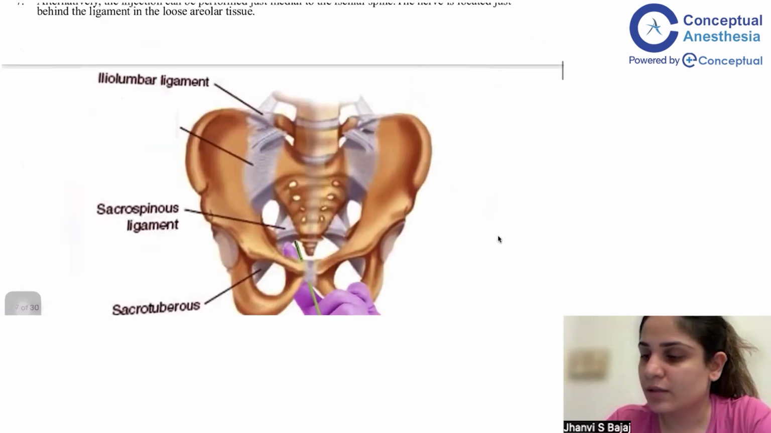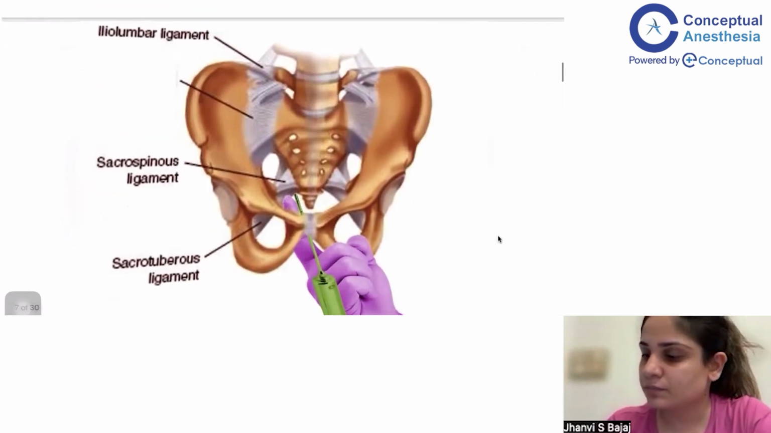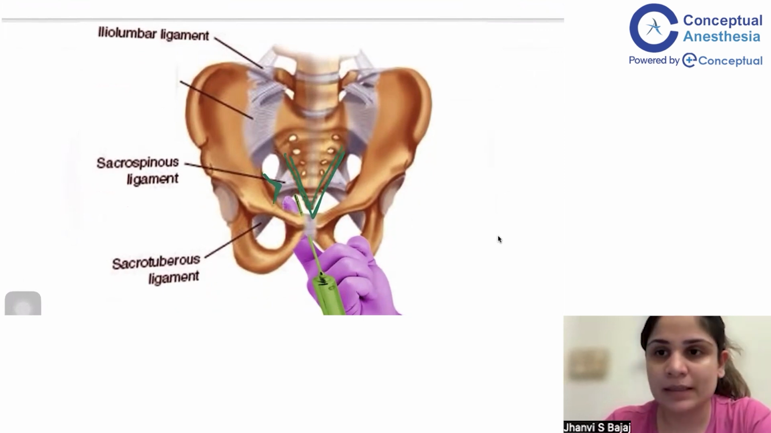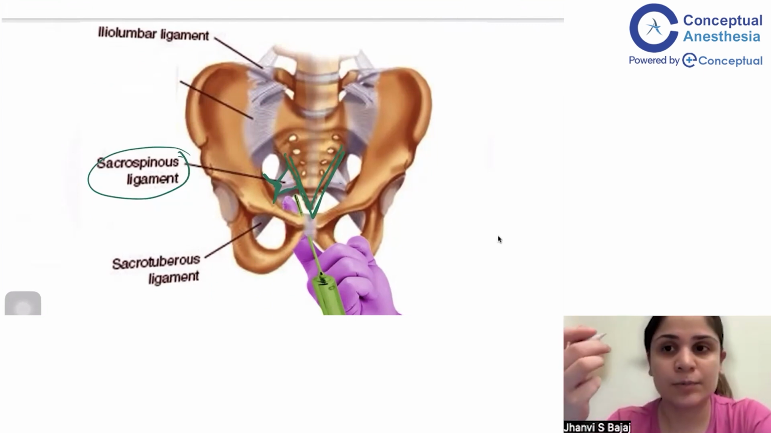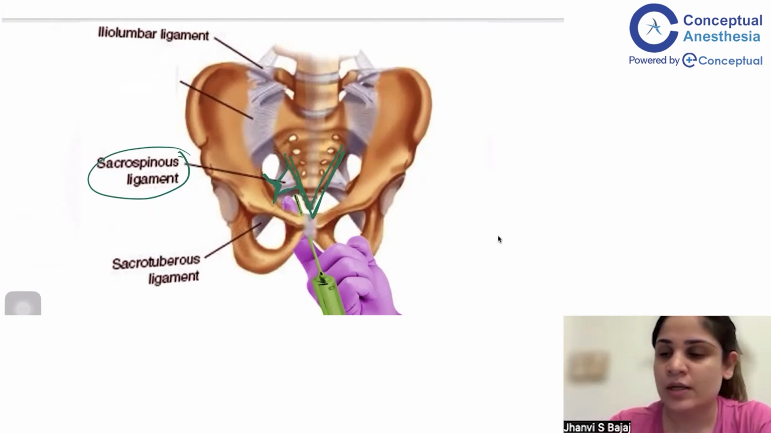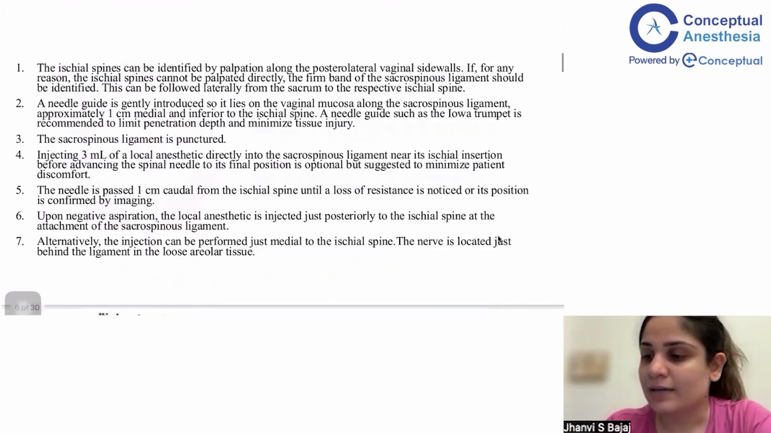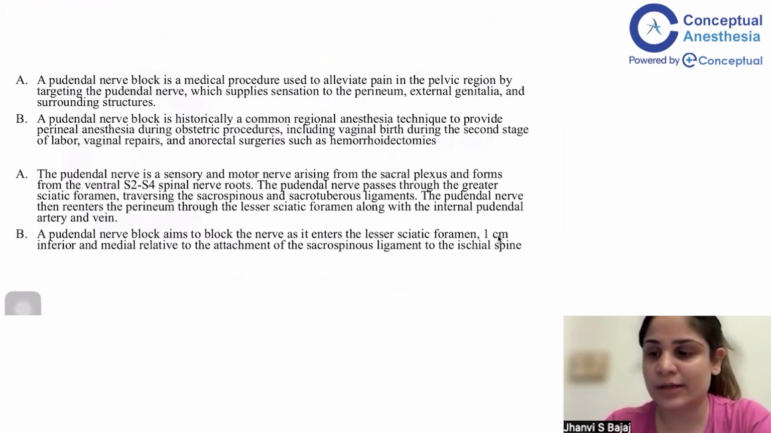Now, where is your pudendal nerve and what does it look like? So here we have our sacrum. This is my sacrum bone, and here, as you know, is my ischial spine. Between the sacrum and the ischial spine, we have a ligament, which is marked over here. That is the sacrospinous ligament. This is typically where we give the pudendal nerve block. The pudendal nerve is present in the loose areolar tissue surrounding the sacrospinous ligament, so we want to give the block over here. And how do we identify this? The first thing we have to do is you need to know why the pudendal nerve block is given.